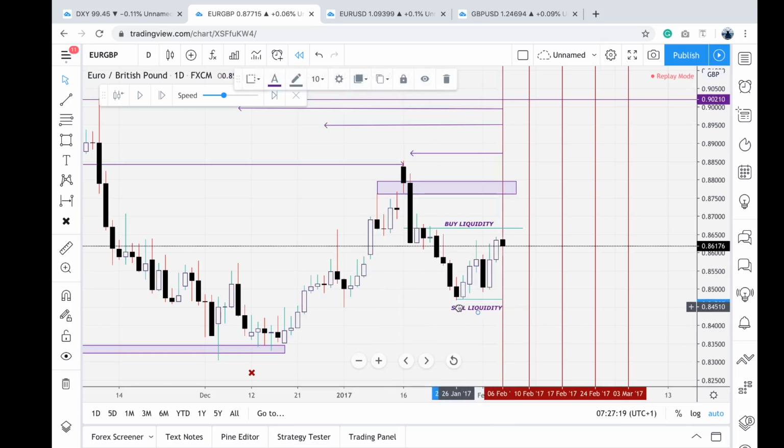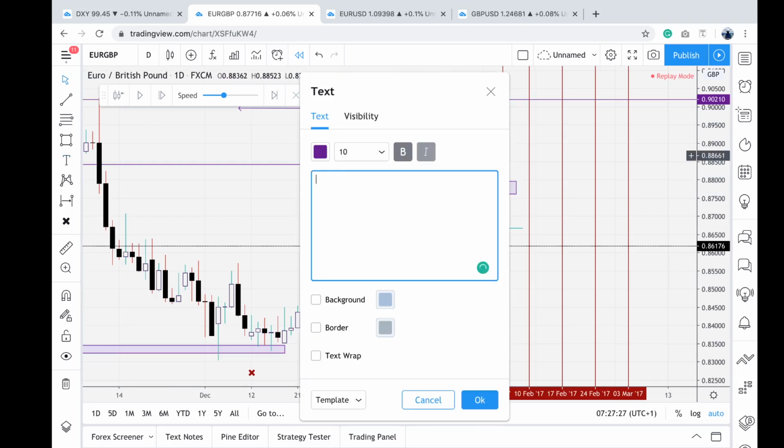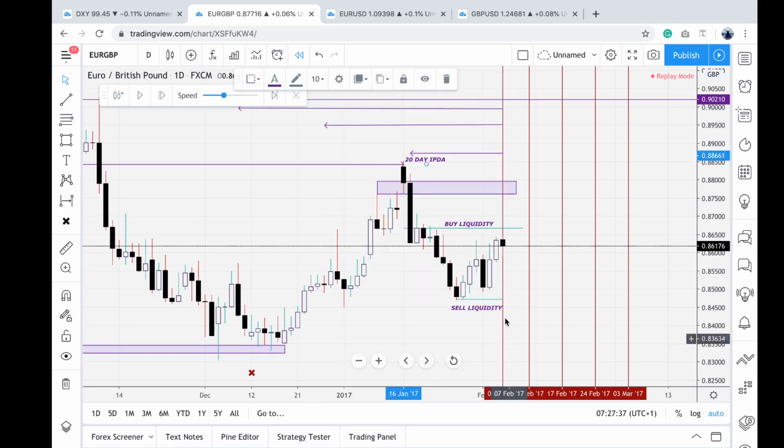What I've done already is draw our IPDA ranges. So this is our 20-day IPDA high. You can simply just annotate that 20-day IPDA, so you don't necessarily need to write IPDA high. Just 20-day IPDA, and we're good to go on that. 40-day, there's nothing to reference on the premium side. Okay, well, also one more thing.